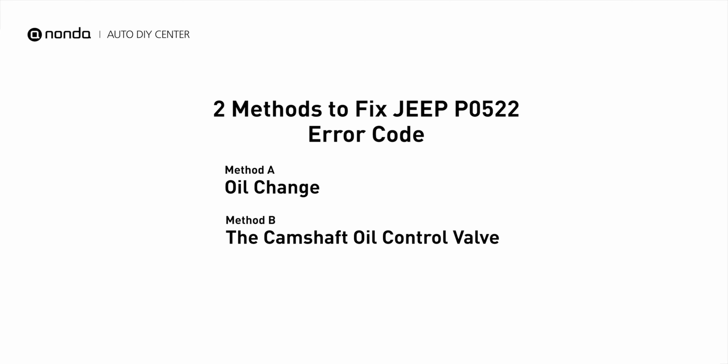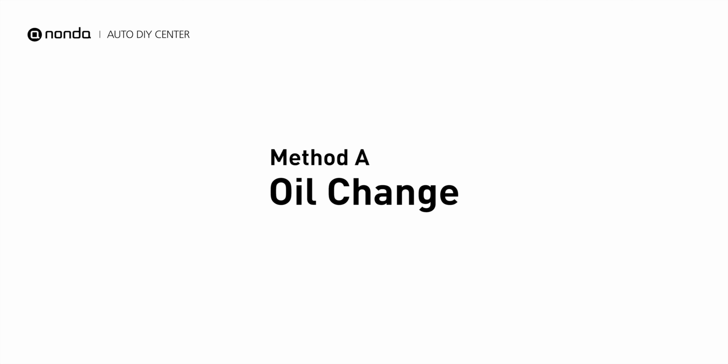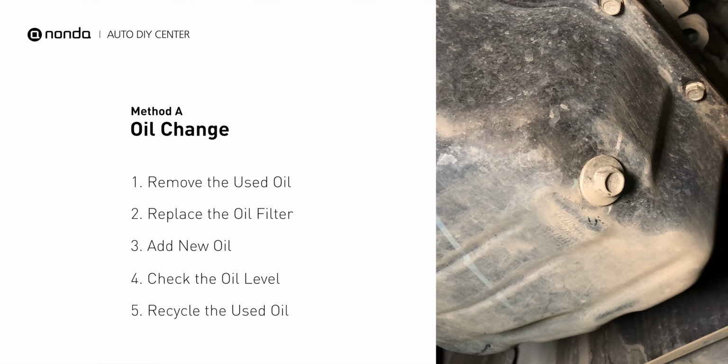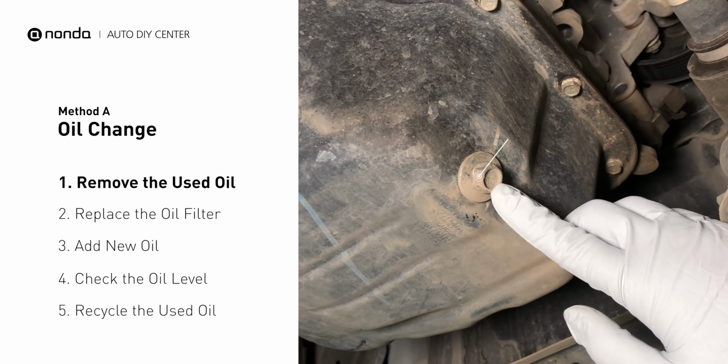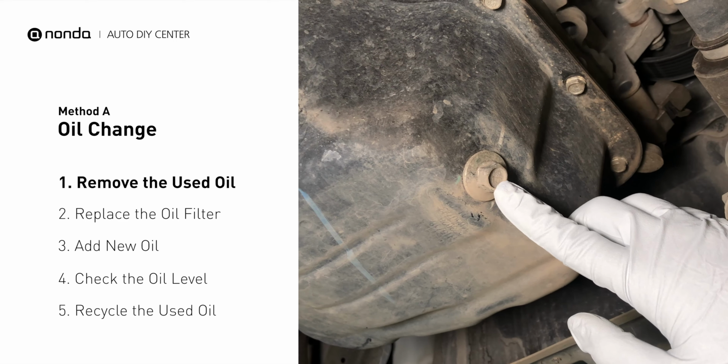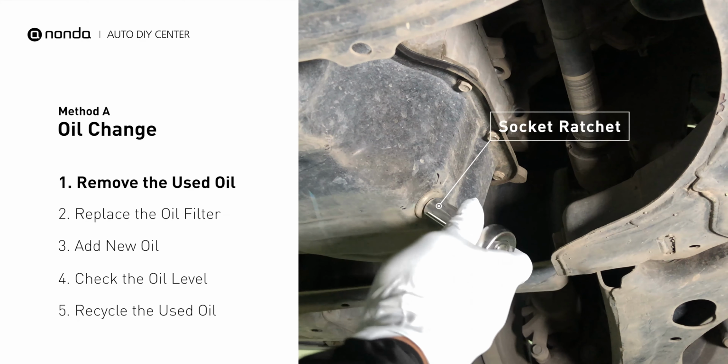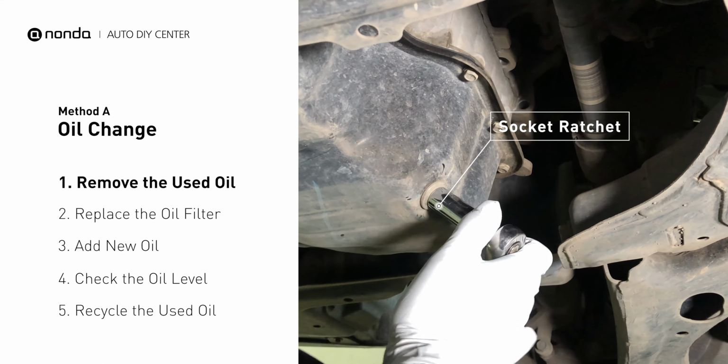Here are 2 of the most practical solutions to fix Jeep's P0522 error code. Method A: oil change. Locate the oil drain plug on your vehicle and place an oil collection pan underneath it. Use the socket ratchet to remove the plug from the oil pan on your vehicle.